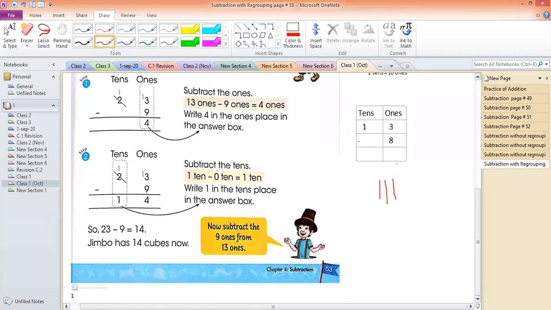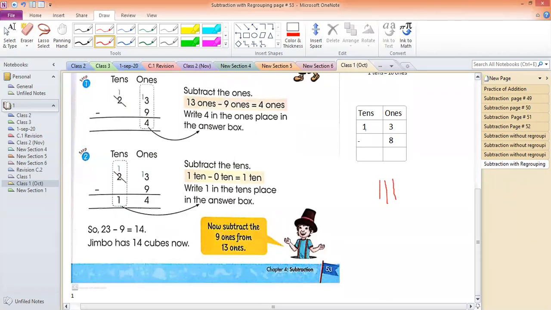We take one from the tens and put it in the ones. Take one from where? From where can I take one?